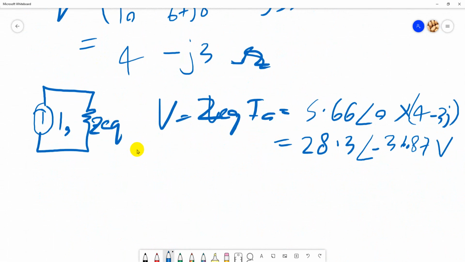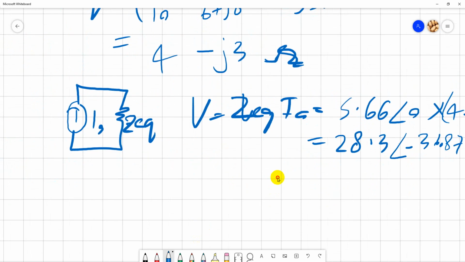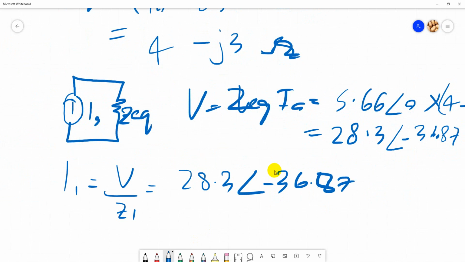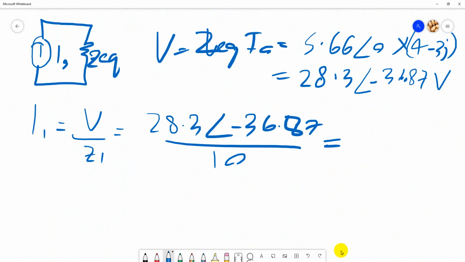Make sure the form is in rectangular form. And then lastly, if you want to get I1, just V divided by Z1. V is 28.3 angle negative 36.87 divided by 10, Z1 is 10. For this case you just move this, 28.3 divided by 10. So you get 2.83 angle negative 36.87 ampere.